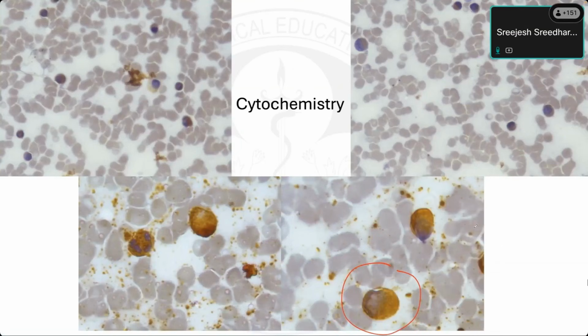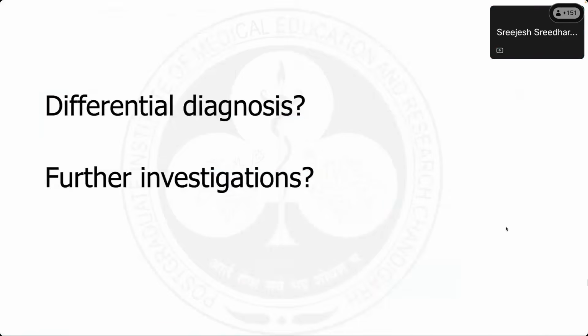Okay. So what are the differential diagnoses? One is a maturation arrest and the second is an APML. But since in this case there were all these cells and there were no other cells, it is very difficult to suspect a reactive condition or a maturation arrest. We should suspect acute leukemia.